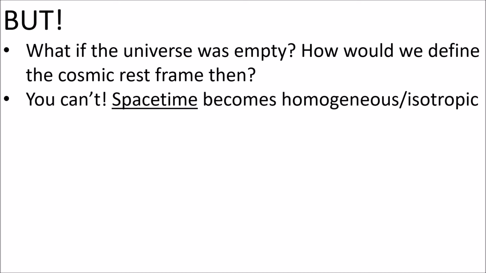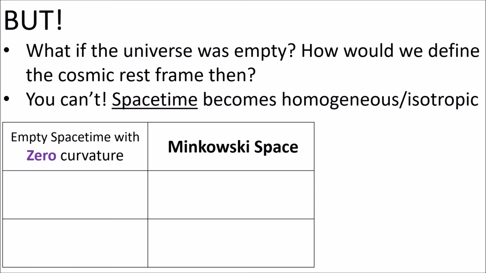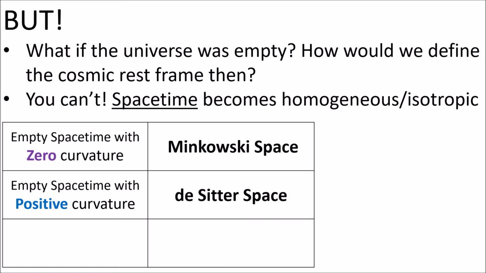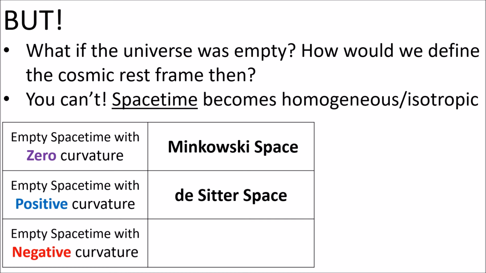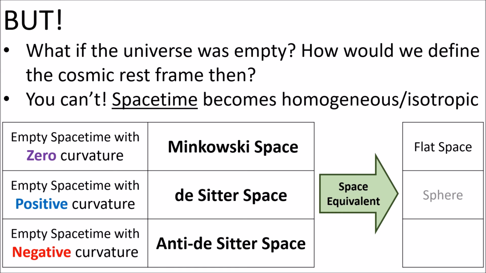And it turns out that you can't. In this case, all of space-time becomes homogeneous and isotropic, not just the spatial slices. An empty universe with zero curvature is Minkowski space, the flat space-time from special relativity. An empty universe with positive curvature is called de Sitter space, and an empty universe with negative curvature is called anti-de Sitter space. These are the space-time versions of flat space, spherical space, and hyperbolic space.